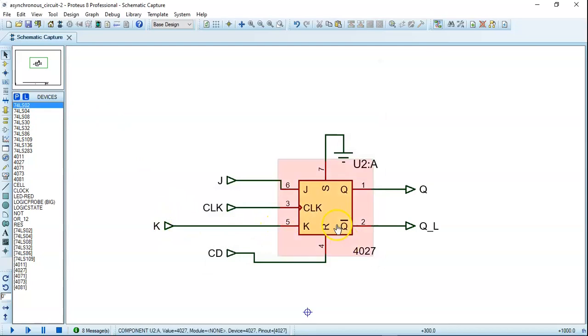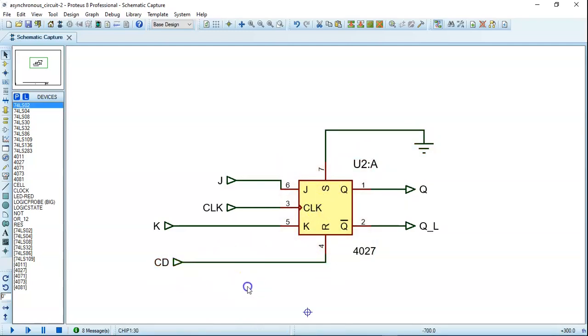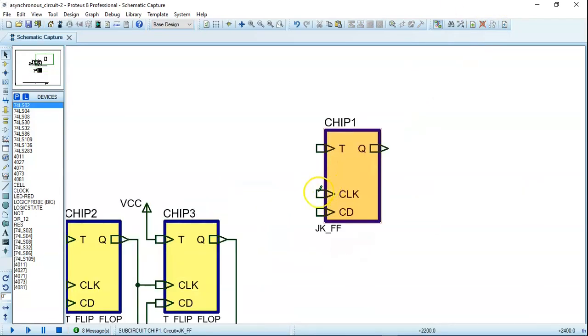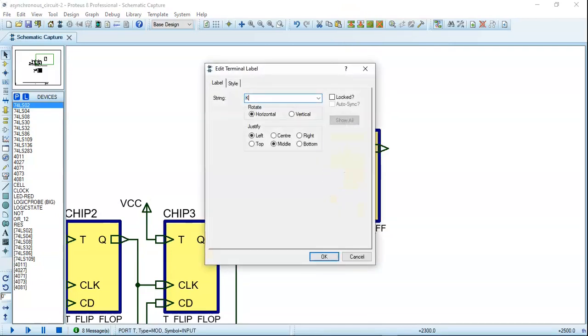You see, you can take as a basis the 4027, the standard chip. So it is something like this. You can disable the set direct all the time, but you can convert the clear direct into a terminal as well. So this chip is going to be your GK flip-flop now, right? So you can make it as usual. You can copy two terminals here. One of them is going to be K and the other J.